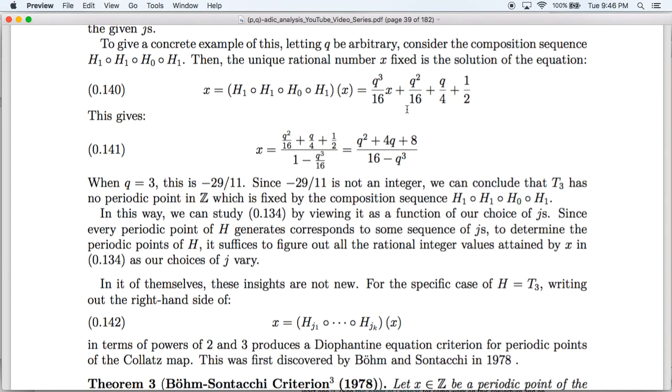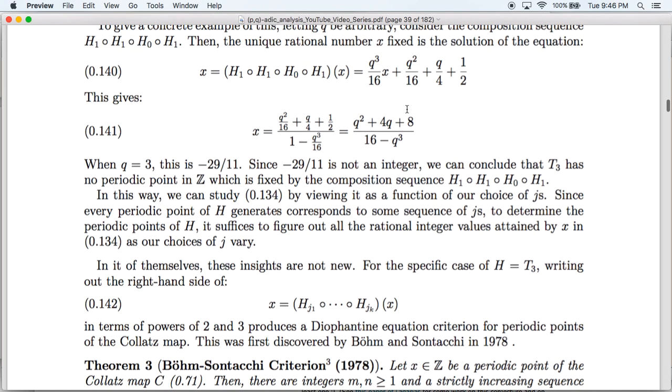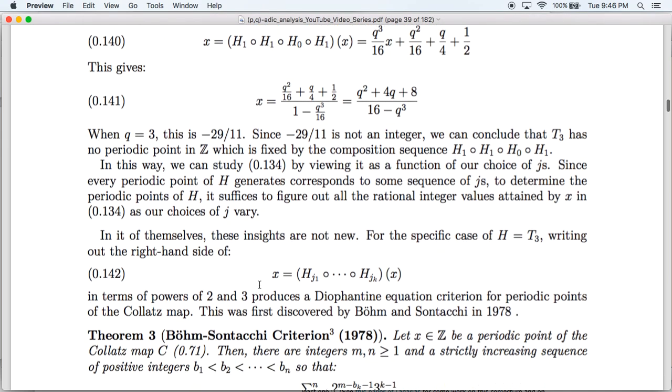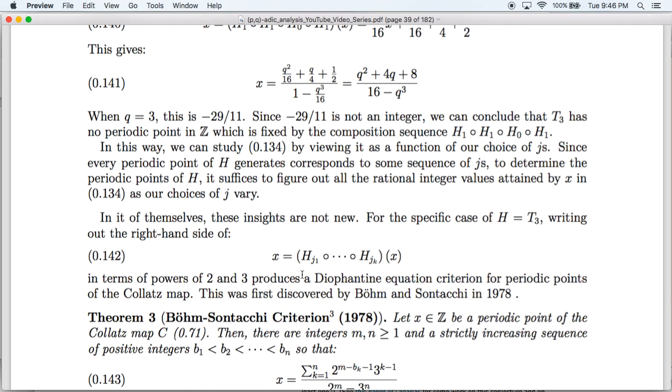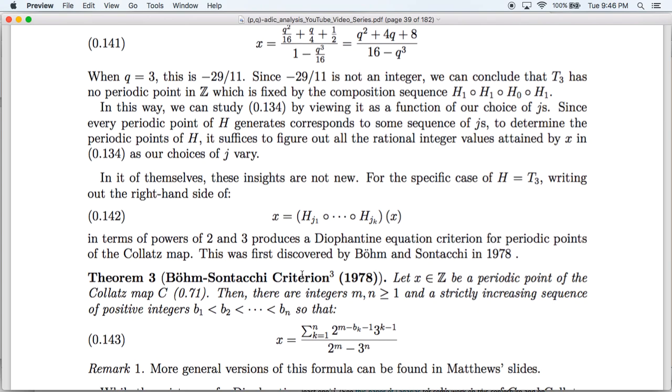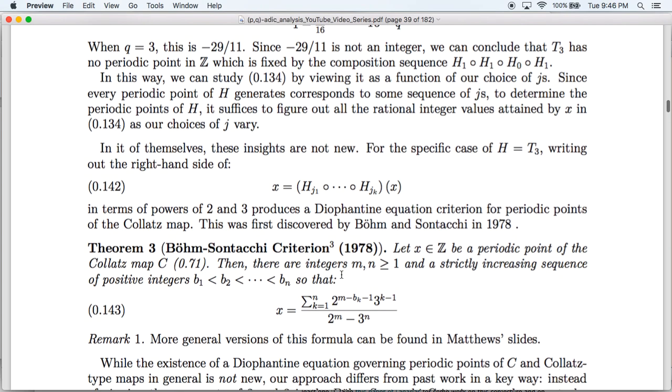In and of themselves, these insights are not new. In fact, they are very not new. For the specific case of H equals T3, if we treat the j's as arbitrary and write this out in full, we end up getting a Diophantine equation, which gives us a criterion for periodic points. This was first discovered in 1978 by Böhm and Sontacchi. Specifically, this is their formula. It's the way they originally stated it.